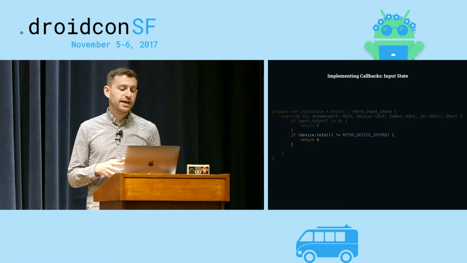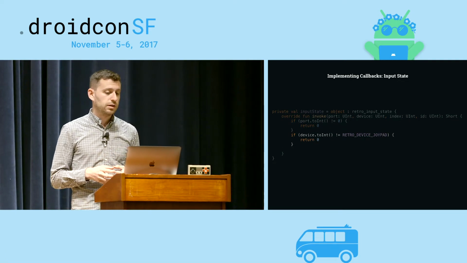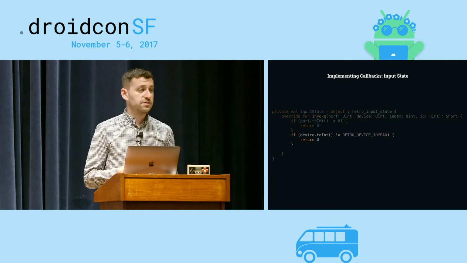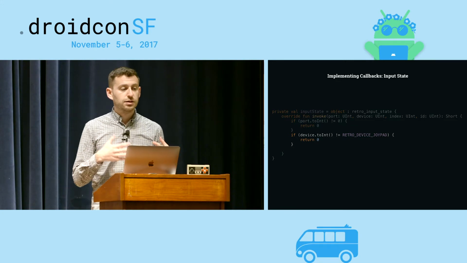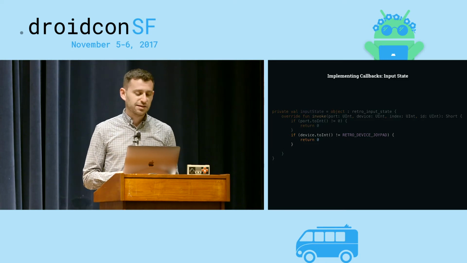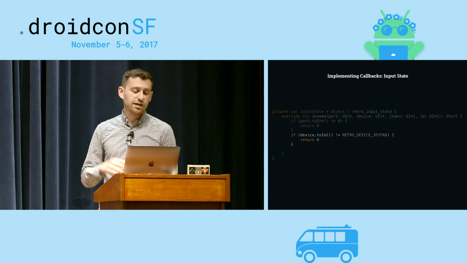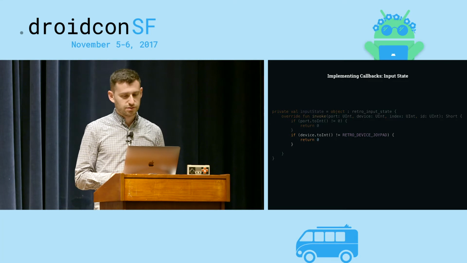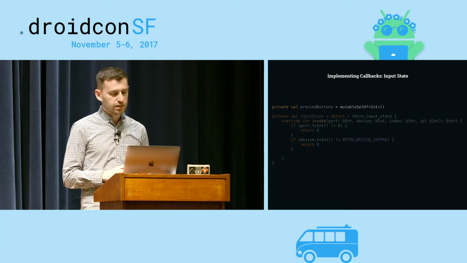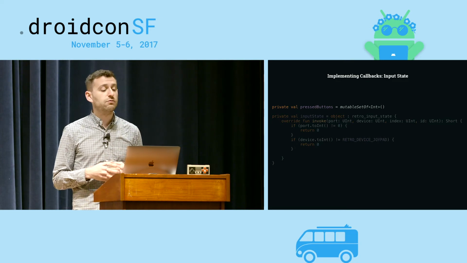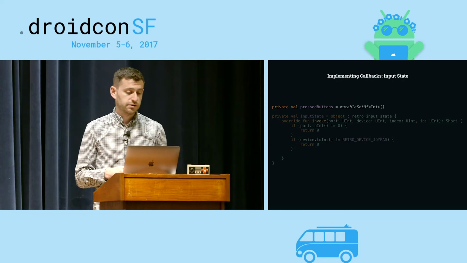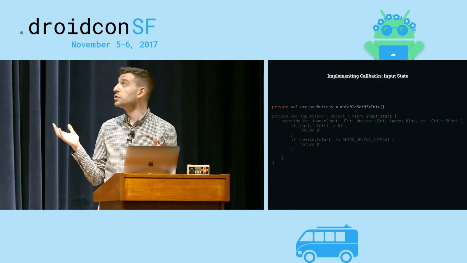Next, we want to take a look at the device type. libretro supports many types of devices, not only game controllers, but also mice and keyboard, light guns, other things. But for now, let's only add support for game controllers. The next thing we need to do, we need some way to keep track of which buttons are currently pressed. For now, a simple set, a mutable set, will do.